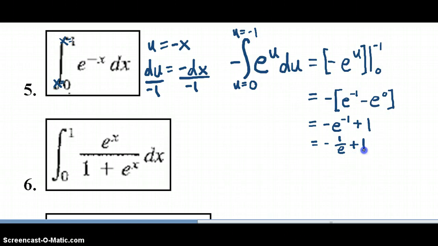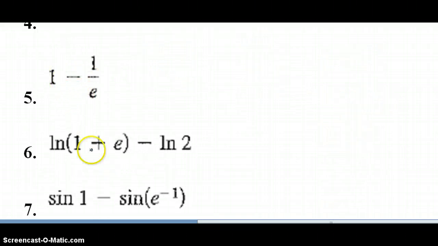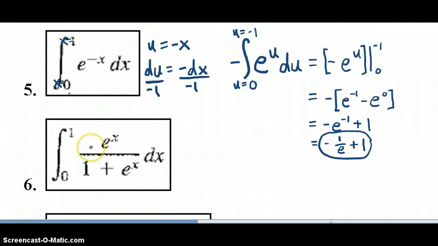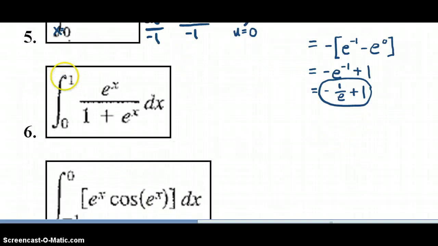And when I scroll down to the scanned answers, this is pretty close to the answer they have. They just switched the terms around and wrote 1 minus 1 over e, which is equivalent. So there's an example of how to integrate the exponential function, and you're doing a definite integral rather than an indefinite integral. Number 6 is another example of that.